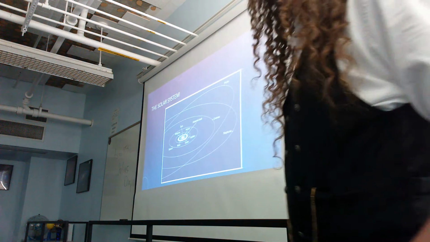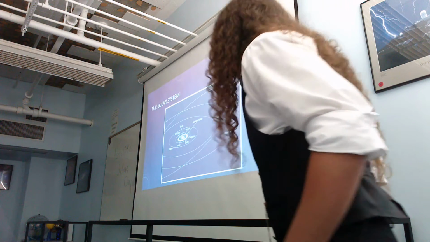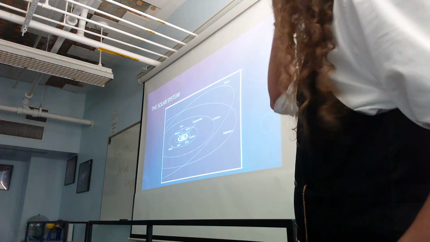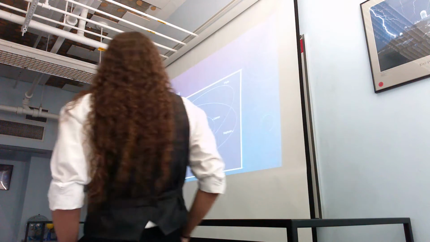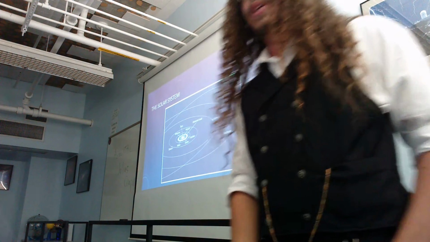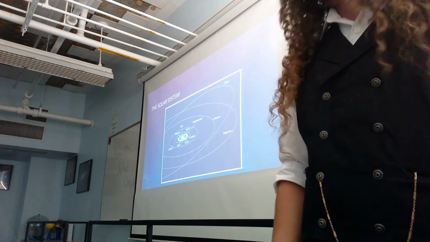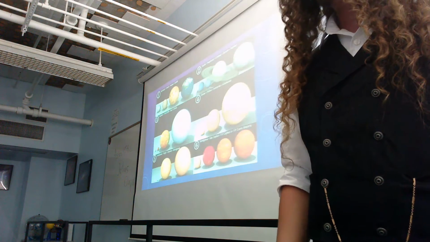Pluto doesn't quite count as a planet. Its orbit is quite eccentric, and it's not in the same orbital plane. And there have been other objects found, larger even than Pluto, beyond Pluto, getting towards the Kuiper Belt objects. So Pluto is classified as a dwarf planet.